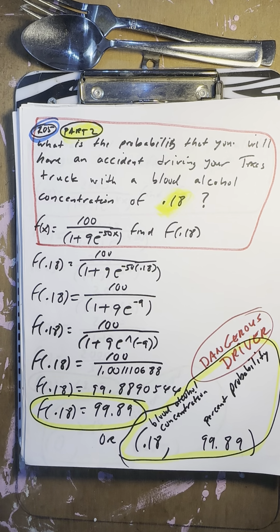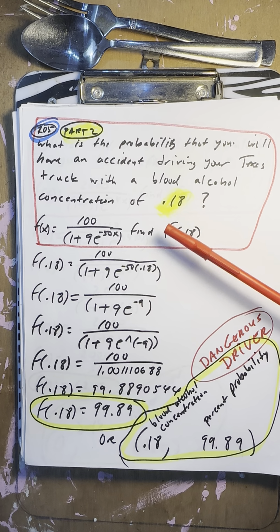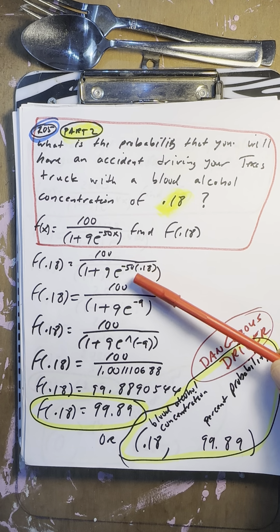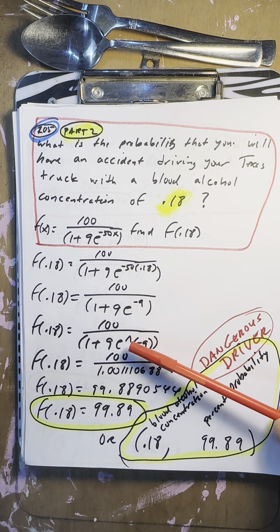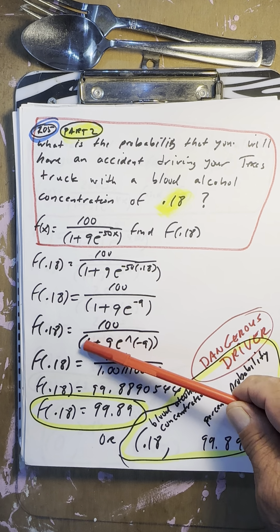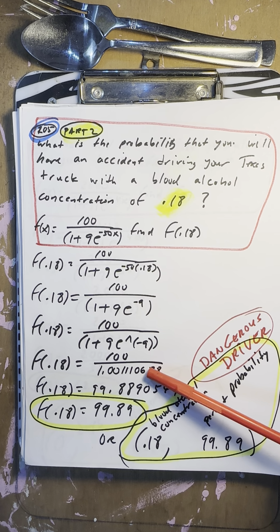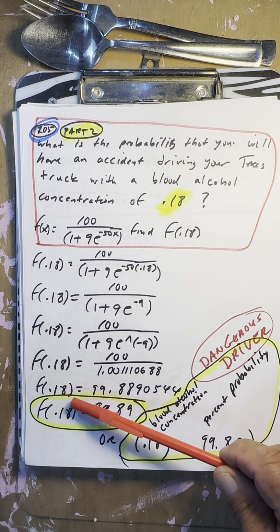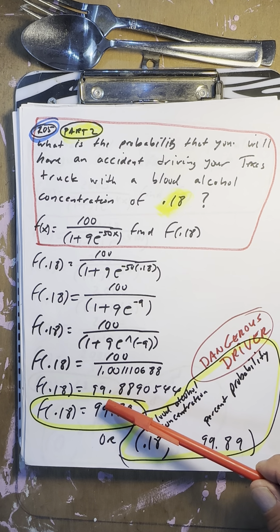What about this? What is the probability that you will have an accident driving your Texas truck with a blood alcohol of 0.18? Bad news, bad news, bad news. Using the logistic function again, f of 0.18. So 0.18 in there is going to give you this number, and that times that, all together on the calculator, is going to be 100 divided by this. So what happened? Holy cow, at 0.18 blood alcohol concentration, you're going to have a 99.88.